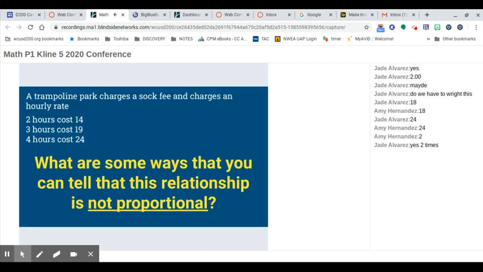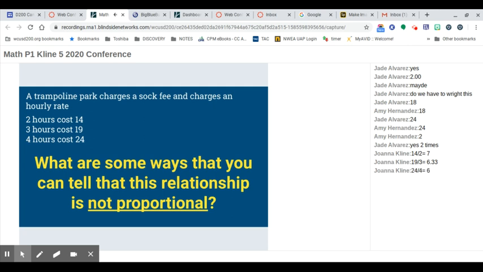So this trampoline park, let's pretend it's Mega Trampoline. For 2 hours, it costs them $14. For 3 hours, it costs $19. And for 4 hours, it costs $24. So we know that it's not proportional because if I divide 14 divided by 2 equals 7, 19 divided by 3 equals 6.33, and 24 divided by 4 is 6.